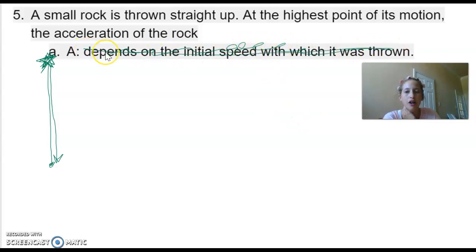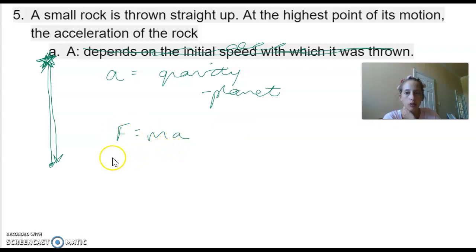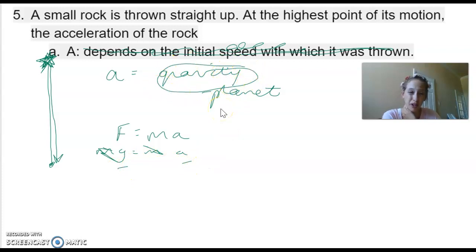It depends on gravity. So it depends on what planet you're on. Acceleration depends on, so the acceleration is just due to gravity. So that depends on what planet you're on. Would your mass affect it? Yeah, F equals ma. The net force would be mg equals ma. No, the masses cancel out. It doesn't even depend on mass. It is literally just gravity. So it depends on what planet you're on. That is it.